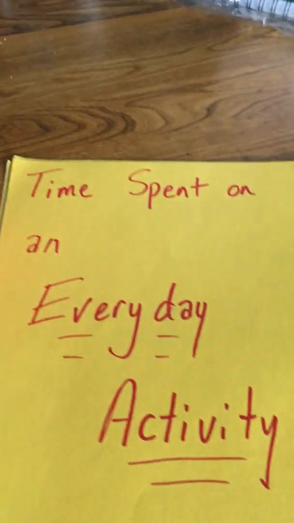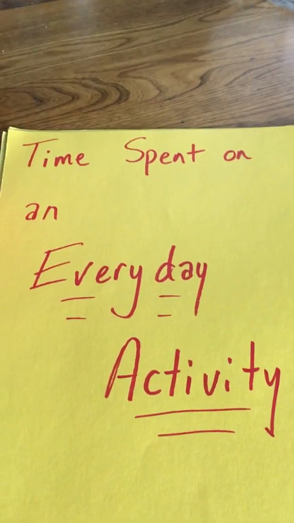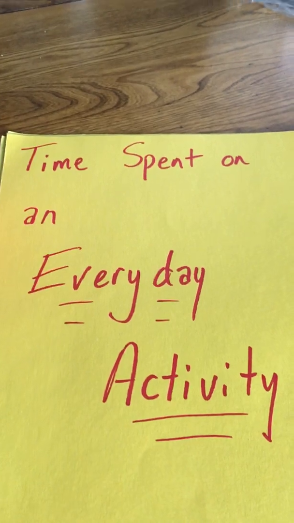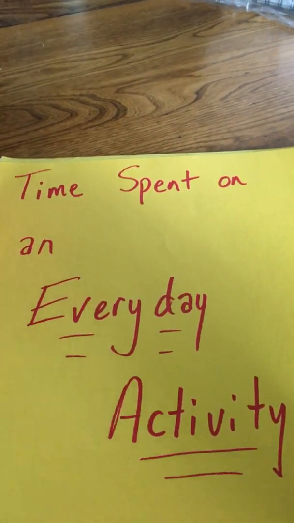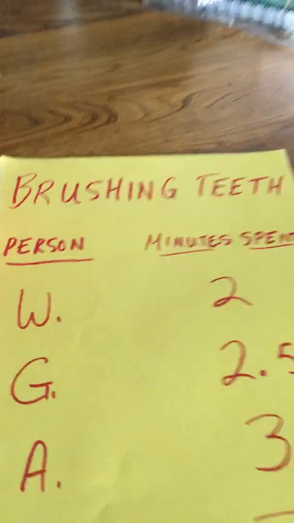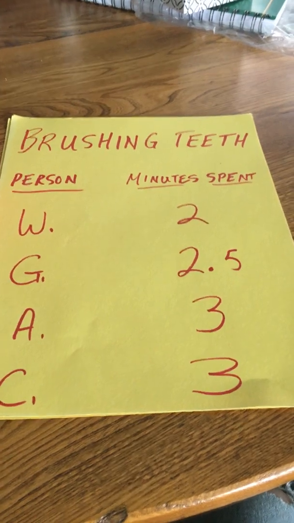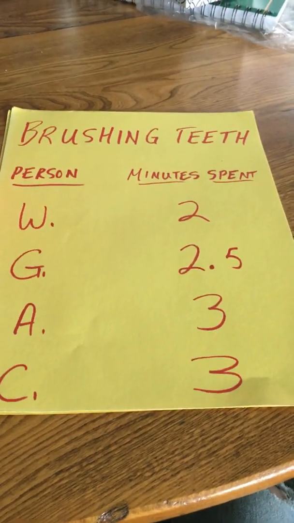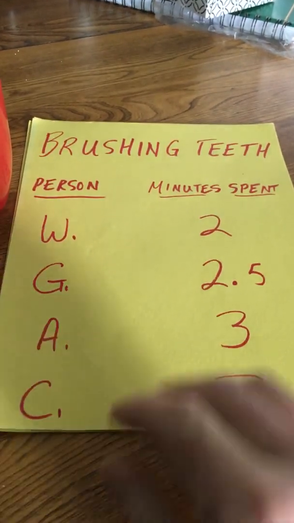Today, or this week, for your week 4 math activity, you were asked to time the amount of minutes spent on an everyday activity around your house. I went ahead and did some timing around my house, and I came up with this simple thing to measure: brushing teeth. I clocked everybody on the average time they spent brushing their teeth. You can see my 4 family members all listed right here.